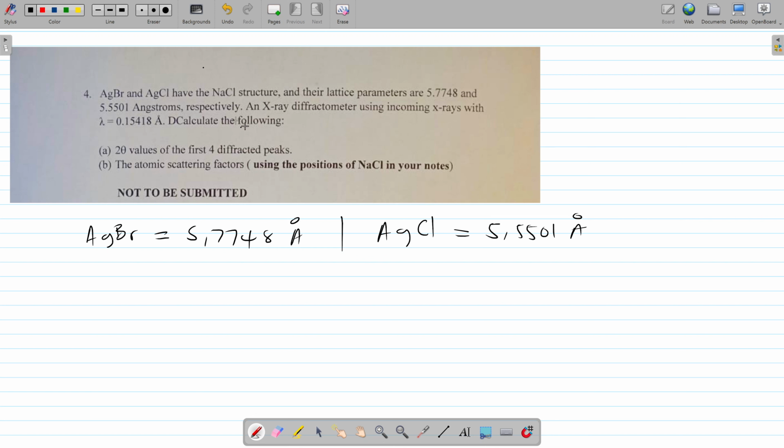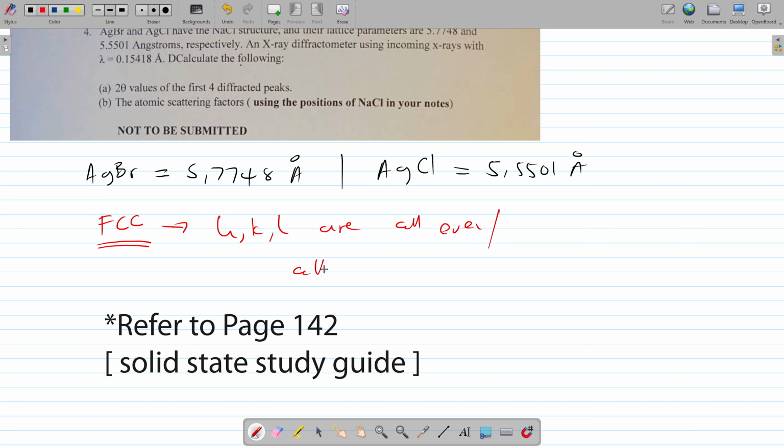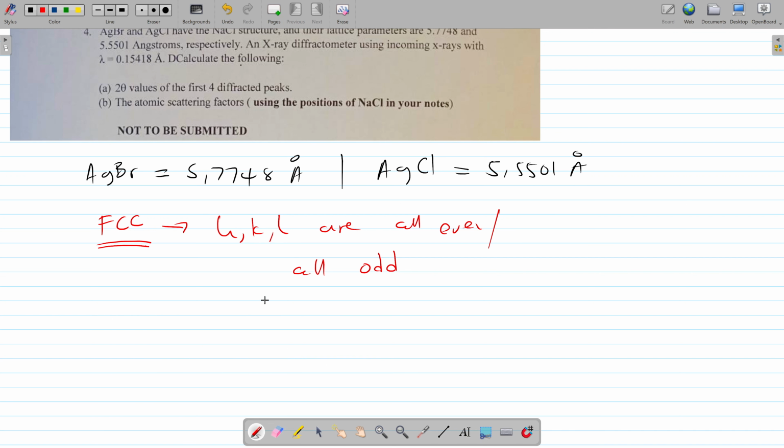So basically here, what we are being told is that this has a sodium chloride structure like this, right? If you remember correctly from our notes, sodium chloride is FCC. It has an FCC structure, meaning that its diffracted peaks are as follows. If you remember correctly, the condition for the peaks of an FCC structure is that H, K, and L are all even or all odd. So in our HKL values, we're going to have all even or all odd values.